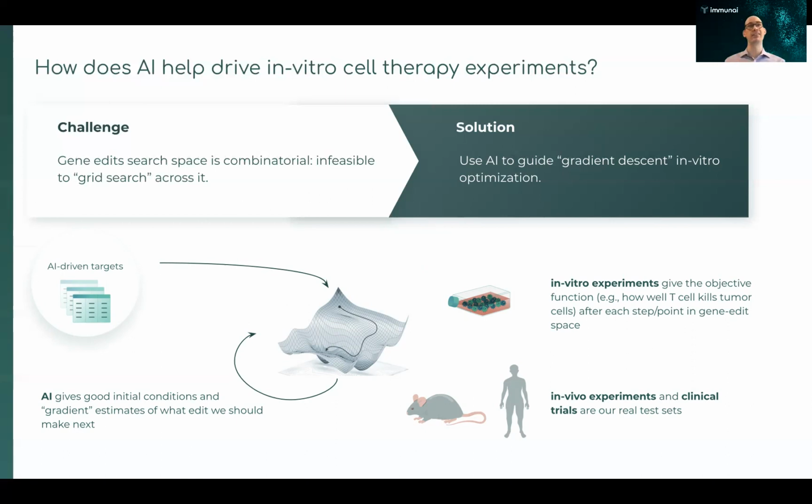We do this, and the great thing about Immunai is that AI is really coupled to our in vitro cell therapy experiments. And so we're able to do this multiple times, right? So instead of having to get it right in one shot, you really think about it as walking down an optimization landscape. Of course, the final test, our held out set, so to speak, are animal models initially, and then ultimately clinical trials in humans.